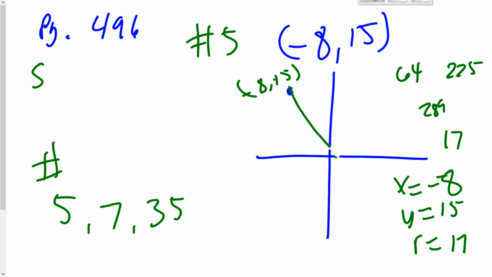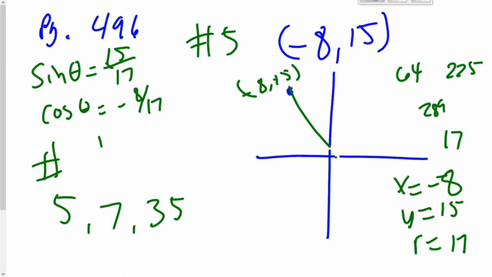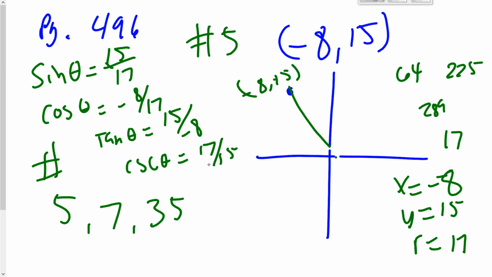And then we can go ahead and find these trig functions. Sine is y over r, so 15 over 17. Cosine is negative 8 over 17. Tangent of our angle is 15 over negative 8. And then the reciprocals: cosecant of our angle is 17 over 15.